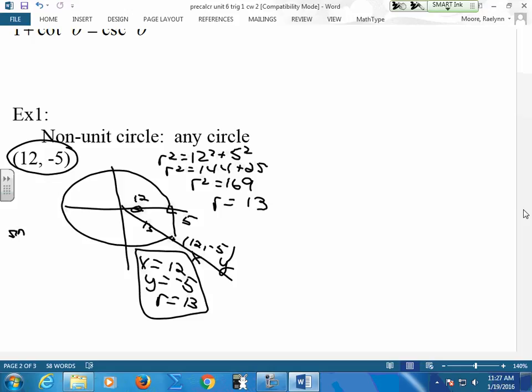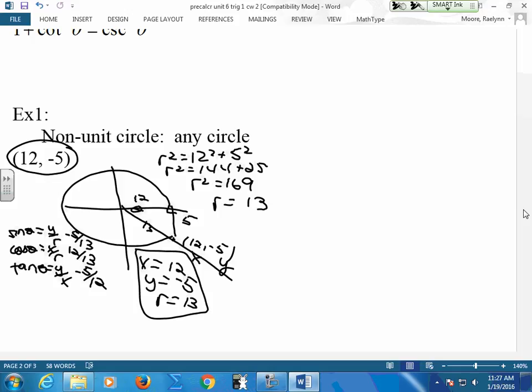The sine of this angle is y over r. I've got all my information. Negative 5 over 13. The cosine of this angle, x over r. 12 over 13. The tangent, y over x. Negative 5 over 12. Can I find the reciprocals by flipping them all over?